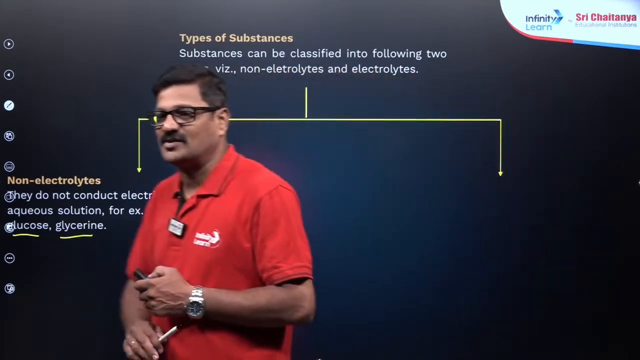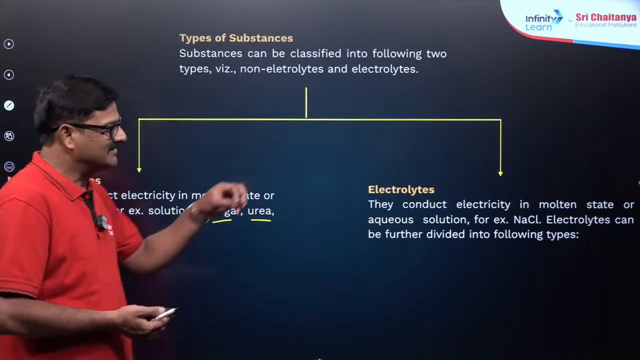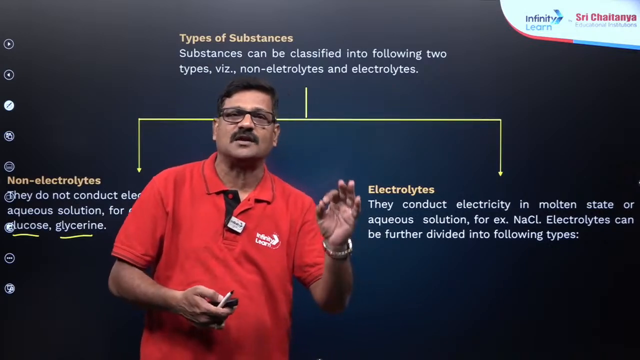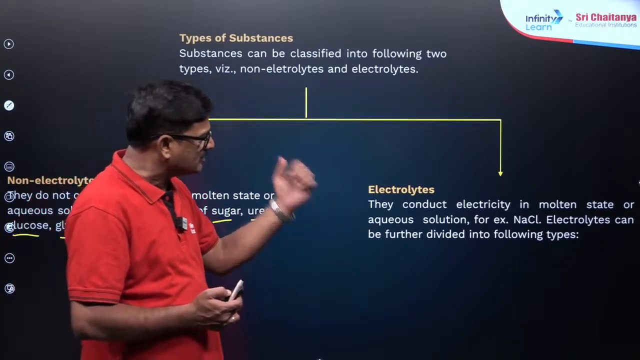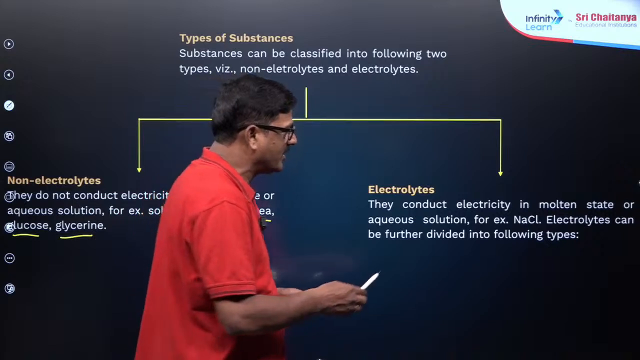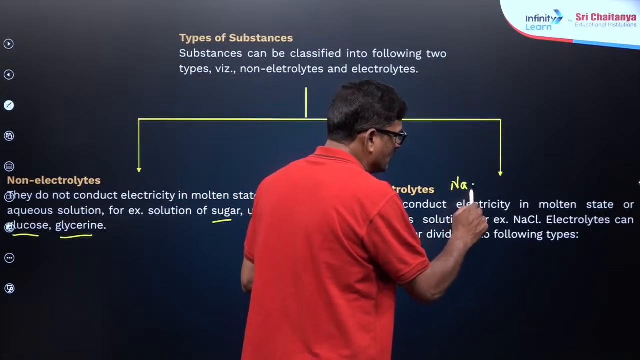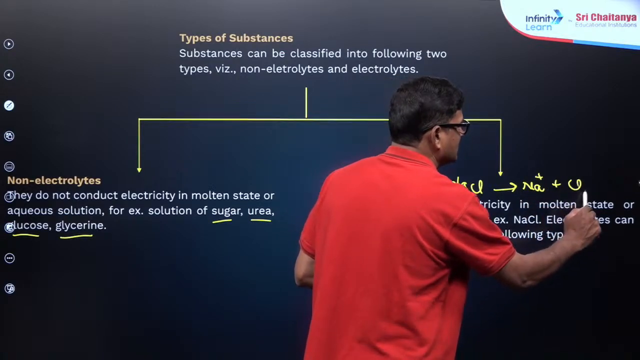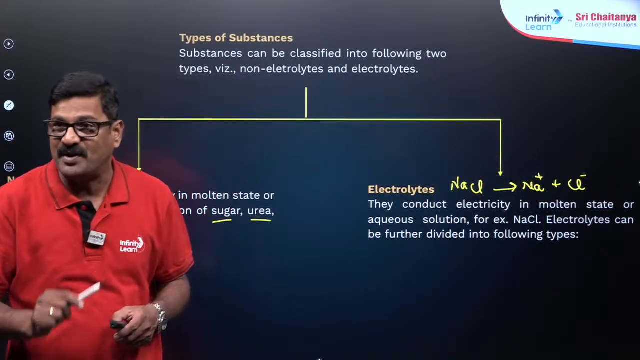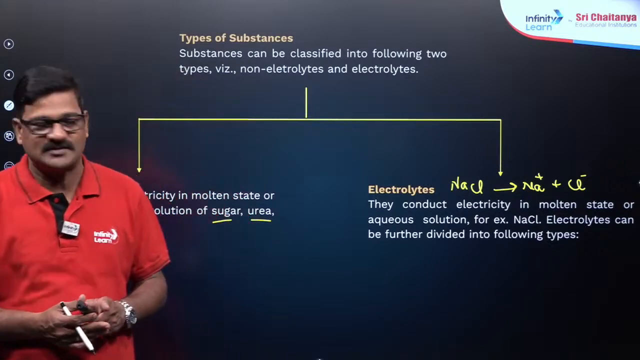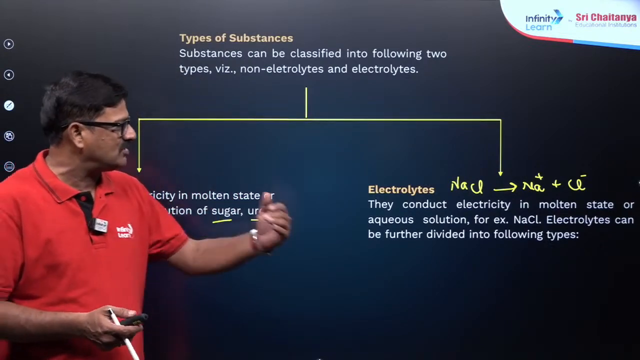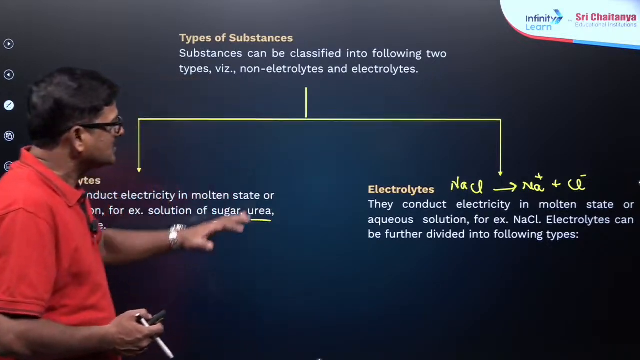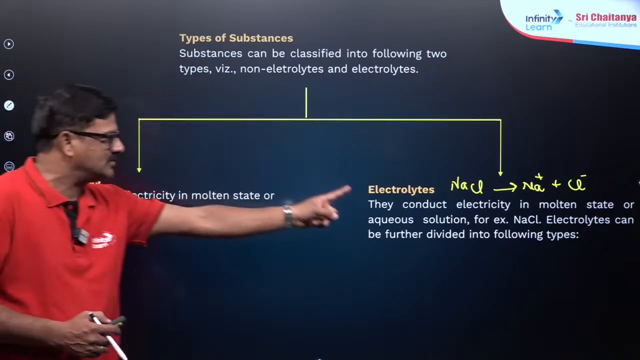Let's talk about electrolytes. Electrolytes are soluble in water. When you put electrodes and pass electricity, they conduct electricity. How do they conduct electricity? Because they ionize. Say sodium chloride ionizes to give Na+ and Cl-. These ions are responsible for the ionization process, and because of the migration of the ions from here to there and there to here, they conduct electricity.